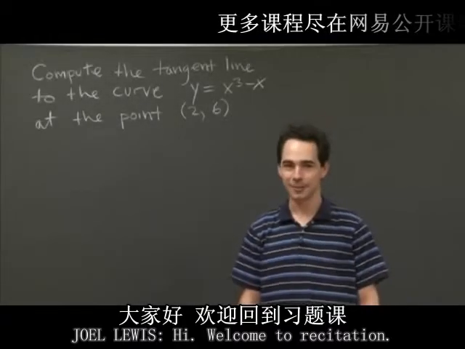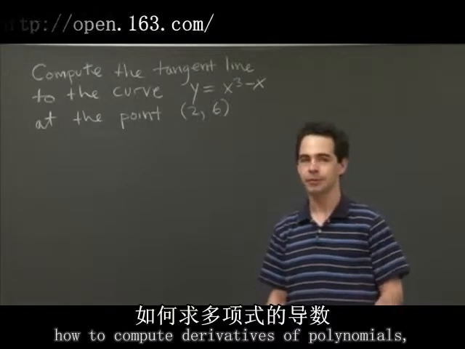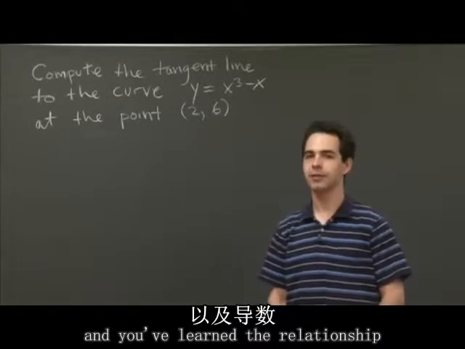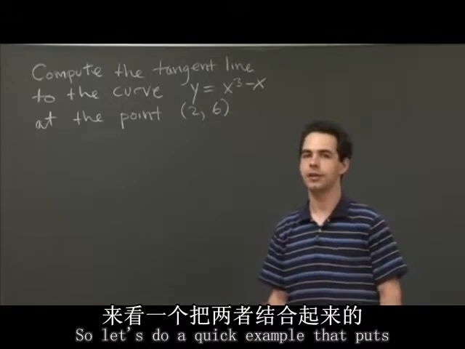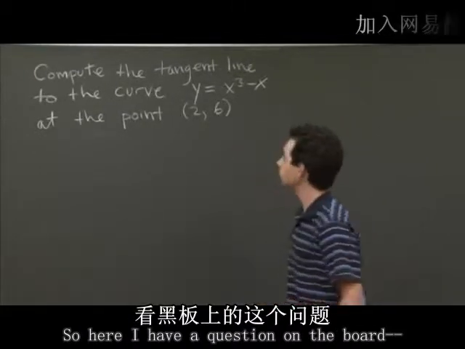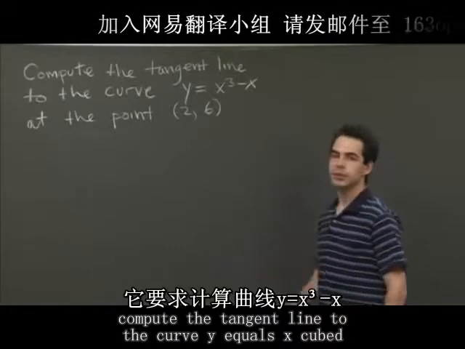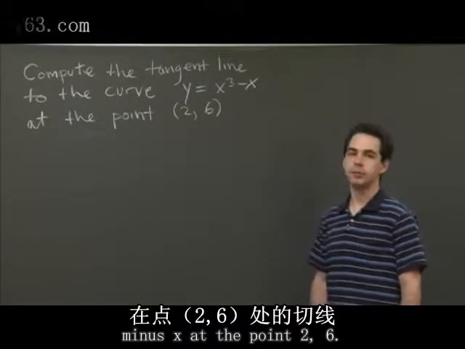Hi, welcome to recitation. In lecture, you've learned how to compute derivatives of polynomials, and you've learned the relationship between derivatives and tangent lines. So let's do a quick example that puts those two ideas together. Here I have a question on the board. Compute the tangent line to the curve y equals x cubed minus x at the point (2, 6).